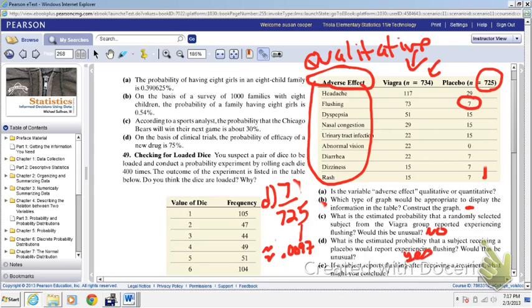And then in part E, it says, if a subject reports flushing after receiving a treatment, what might you conclude? And you might logically conclude that they came from the Viagra group, right? You'd be surprised if they came from the placebo group. Something like that. So I hope that helps.